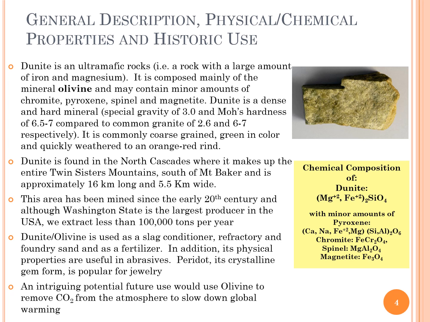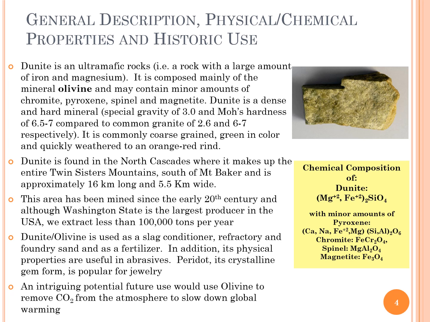Dunite is found in the North Cascades, where it makes up the entire Twin Sisters Mountain area, which is just south of Mount Baker. It's an outcrop that's about 16 kilometers long and about 5.5 kilometers wide, which makes it one of the largest outcrops of dunite in the world. In fact, I believe it is the largest outcrop of dunite in the world.